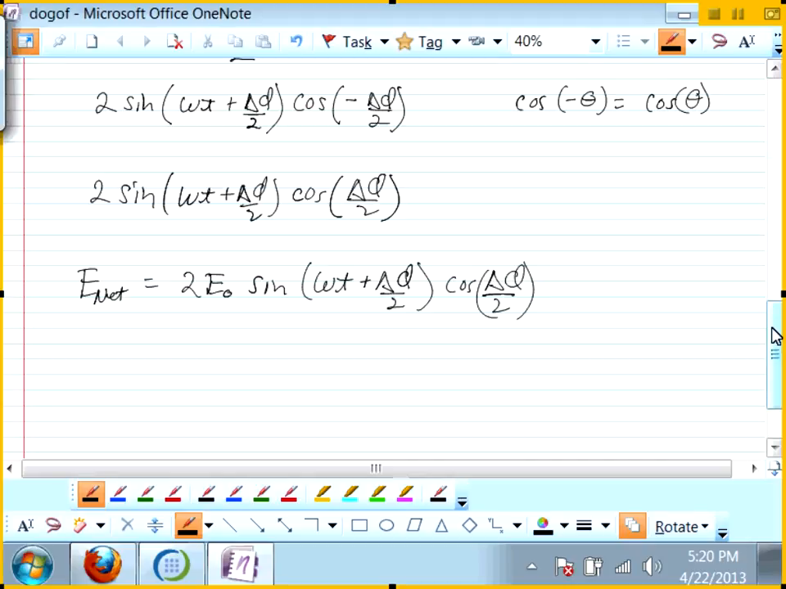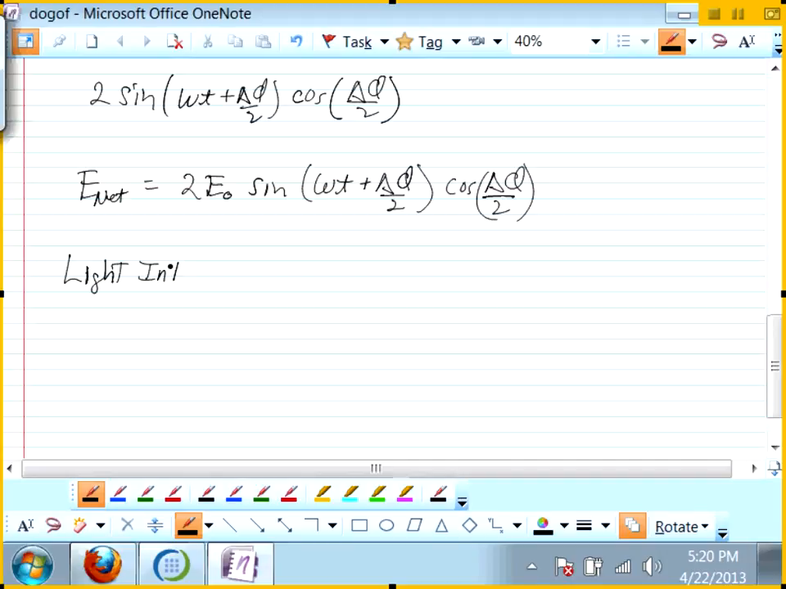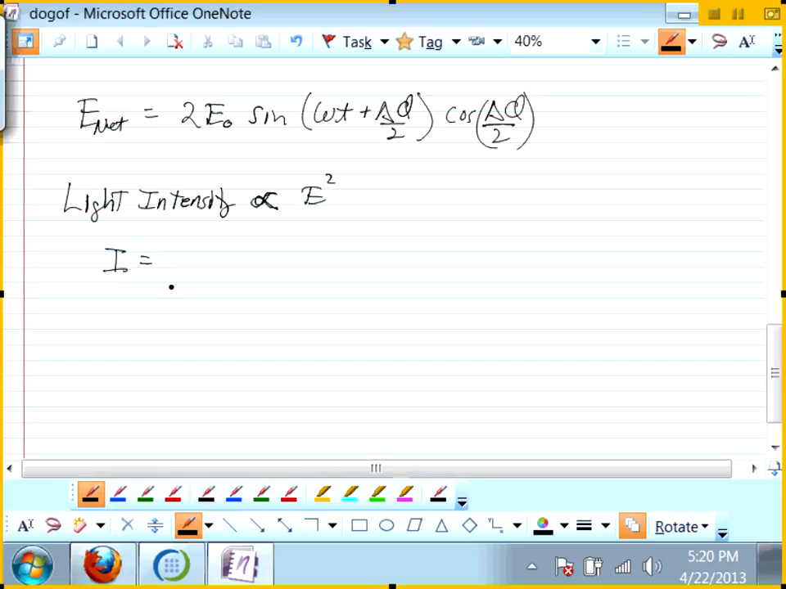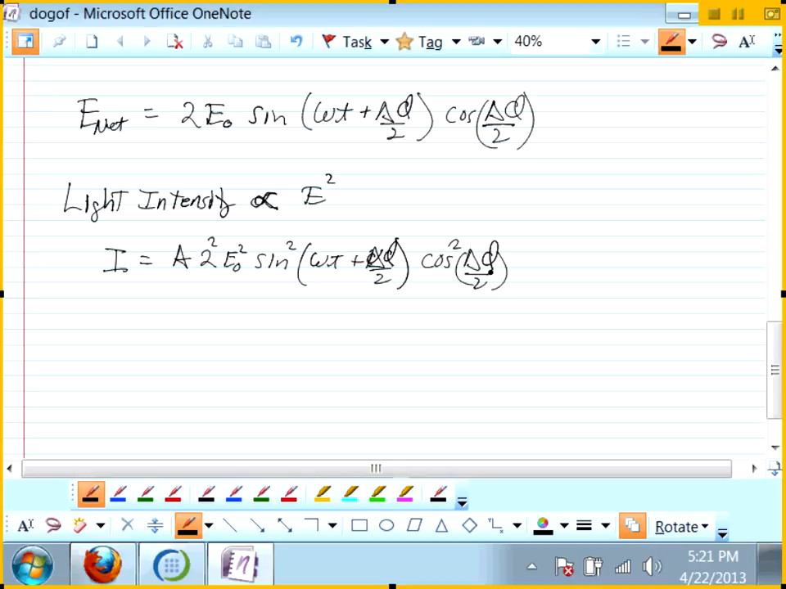Okay, now, intensity of light is proportional to E squared. We'll need a constant, so we'll say this is proportional to A times 2 squared E naught squared sine squared of omega t plus delta phi over 2 times cosine squared of delta phi over 2. All right. So what you got is intensity is a function of time and phase.